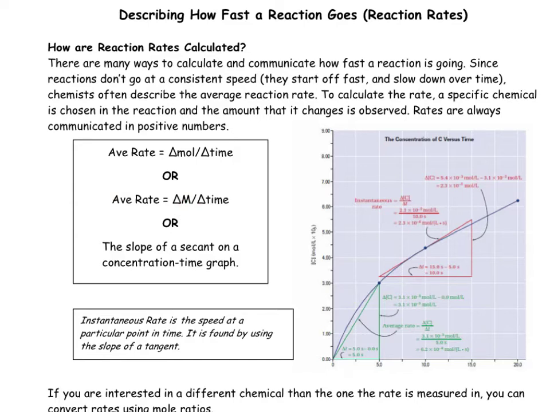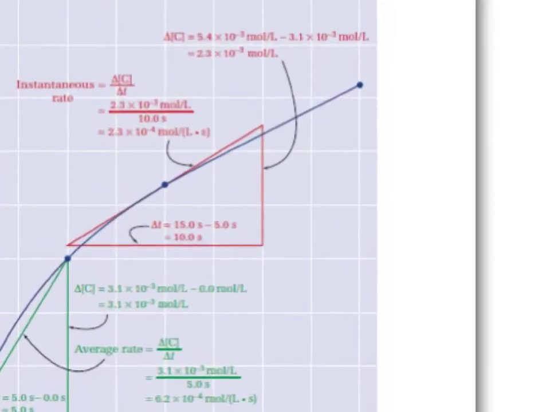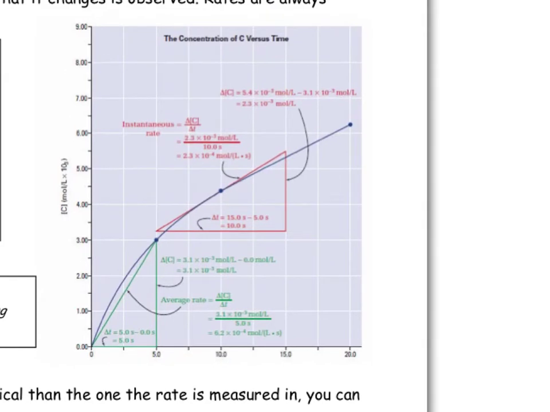Or you can also find the average rate graphically by taking the slope of a secant on a concentration time graph. Here is an example. On this graph, we have the concentration of a product being tracked over time in seconds. To calculate an average rate of reaction, I would take 2 points that I was interested in and draw a secant. Then I would find the slope of that line by taking the rise and dividing it by the run.